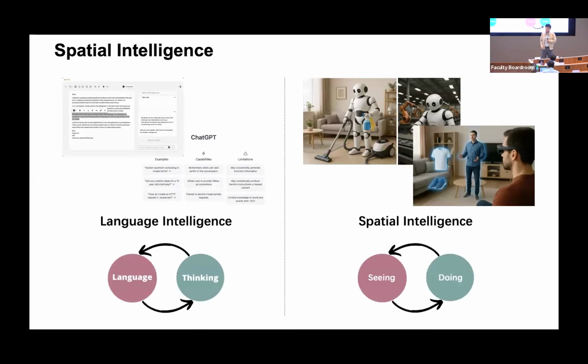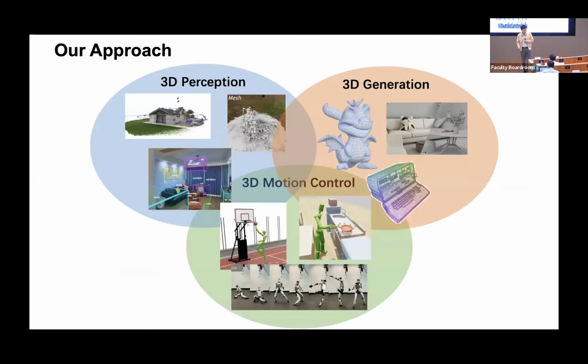So, it's spatial intelligence. I don't think I need to introduce these slides for you. Basically, I think it's a different dimension of artificial intelligence. It's kind of orthogonal to language intelligence. So, in our approach, we study spatial intelligence from three different aspects: 3D reconstruction, 3D generation, and motion control.